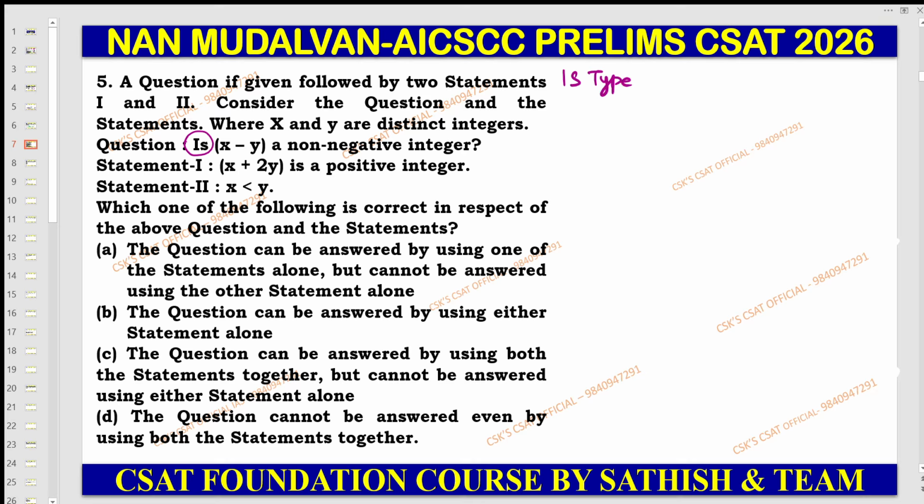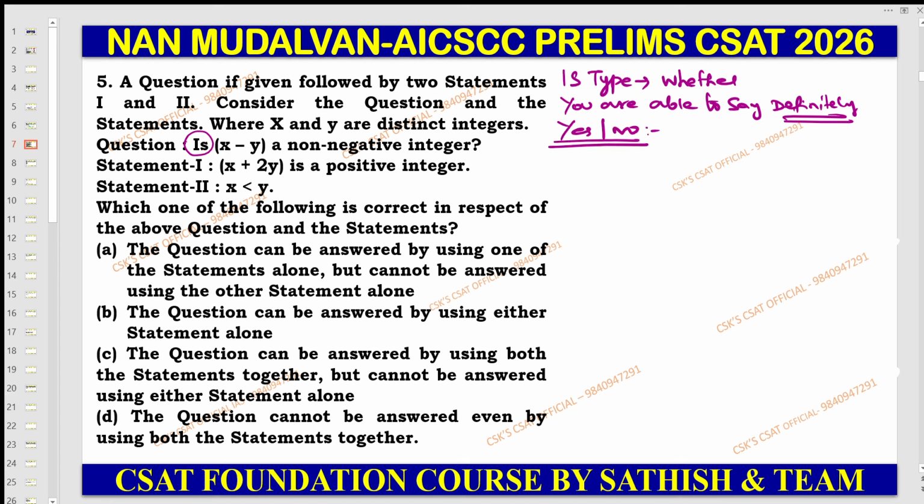You can say no also. Right? You can write first. Is type means whether you are able to say definitely yes or no. If one case gives you yes, another case gives you no, it is not definitely yes or no. In all the cases it must give either yes, or in all the cases it must give you no. Then only you can say no or yes. If it comes alternatively, that is not definite. Everyone understood the is type first? Be clear with the concepts.